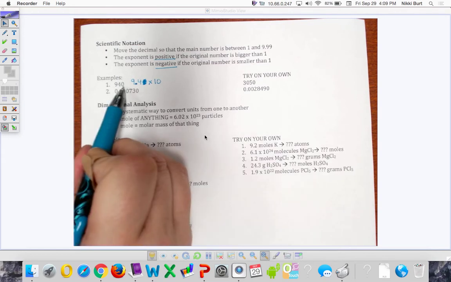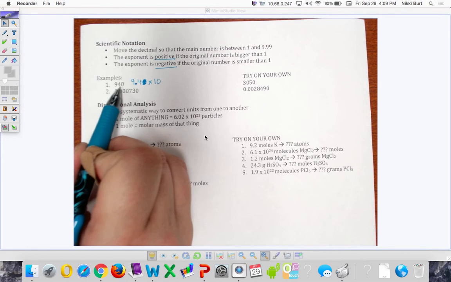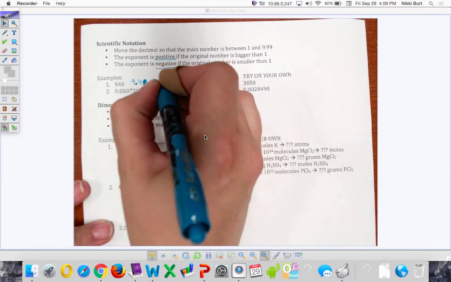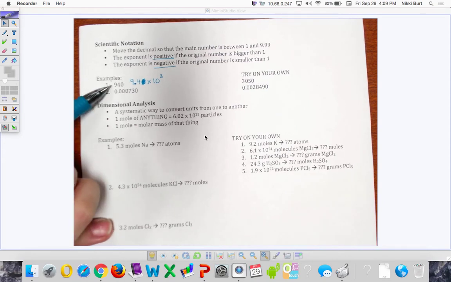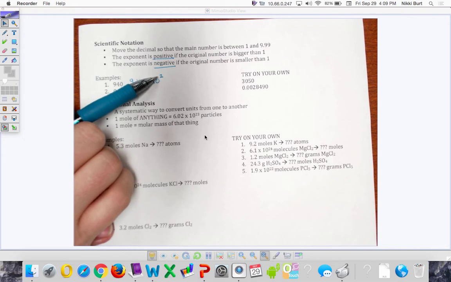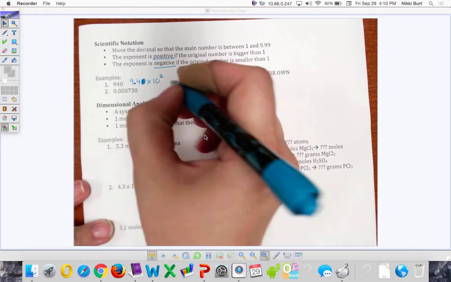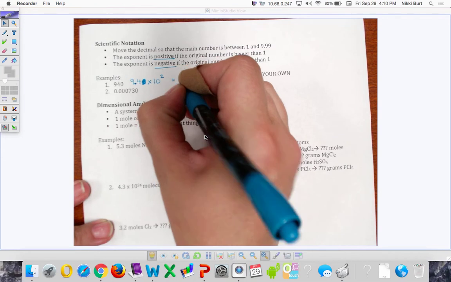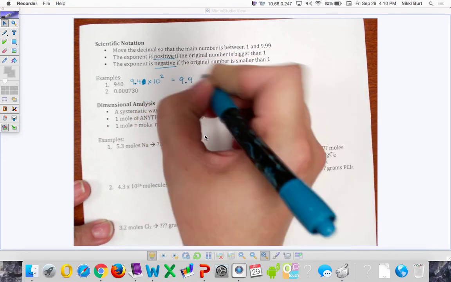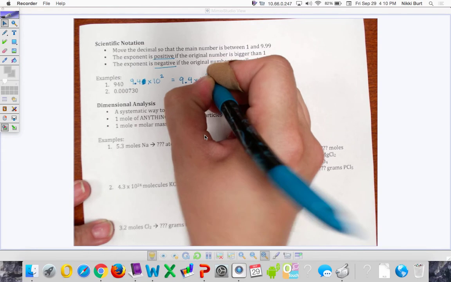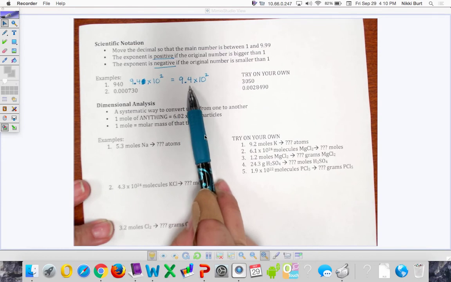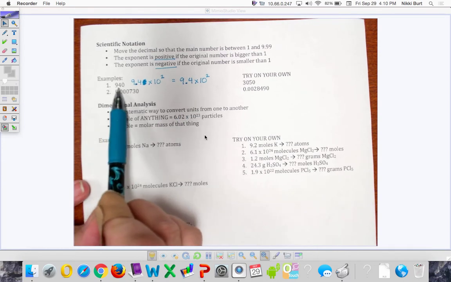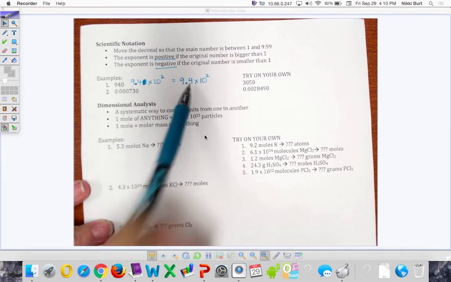So the original number was 940. We moved that decimal over 2 places, so we raise this to the second power. This number is greater than 1, so my exponent here should be to the positive second power. So let me write that without all the scribbles. So we would say this is 9.4 times 10 to the second power. And notice that my number in scientific notation has the same number of sig figs as my number not in scientific notation. There are 2 significant digits and 2 here.